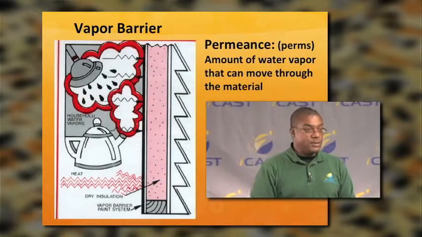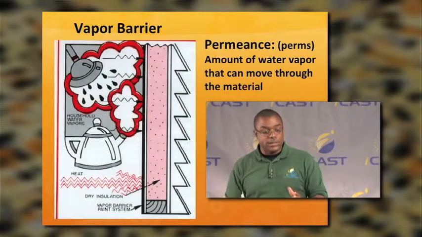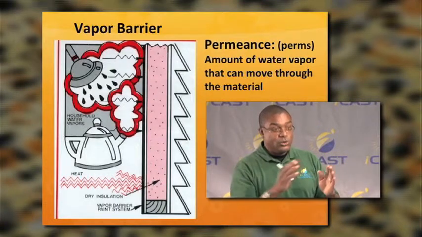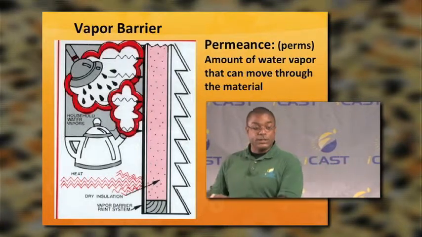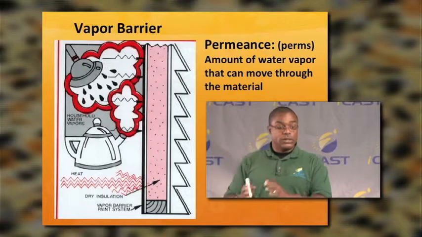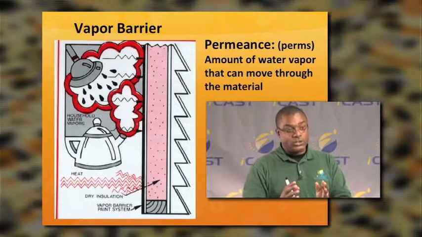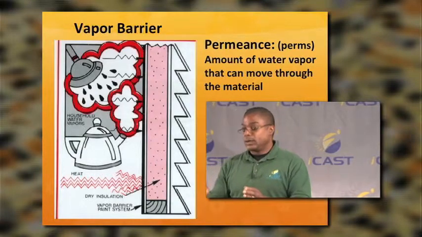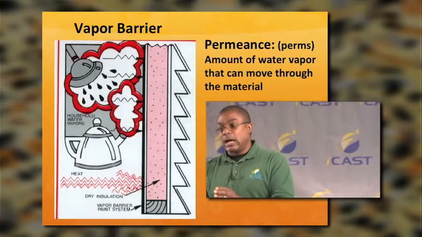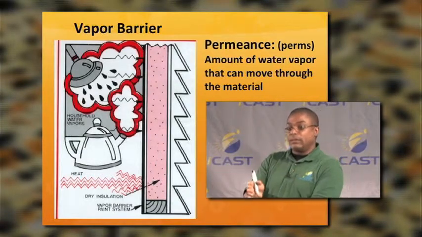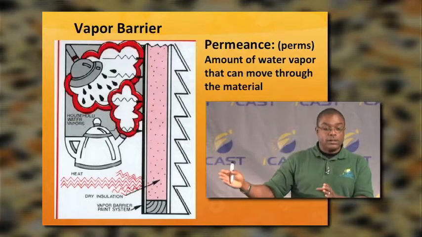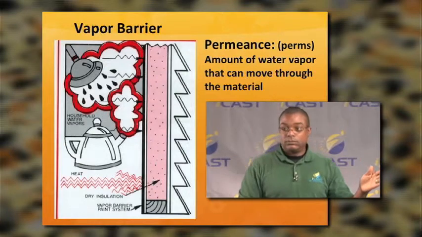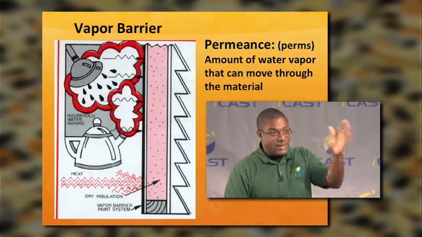Permeance has to do with our air barrier. Permeance, or perms, is the amount of water vapor that can move through a material. So when we look at the permeance, for example, of cloth, the permeance of cloth is going to be a lot higher than, say, the permeance of steel, for example, or a window.